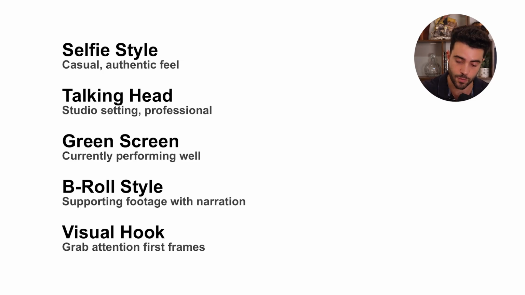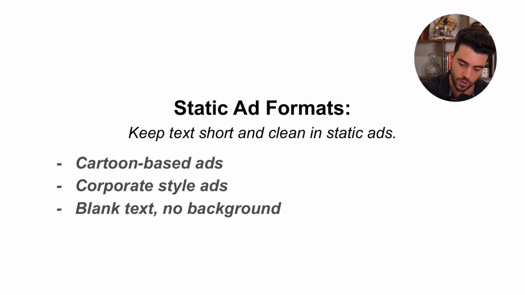And on top of the video formats, you can have different types of static formats as well. So for example, you could do cartoon-based ads. You can do more corporate style ads. You could do just blank text with no background ads, right? So there are all these different types of formats that we test, and we don't know what's going to work. I always say that I don't know exactly what formats are going to perform the best. We're going to test all these different formats, and then we're going to let the data tell us what exactly works best. That's the creatives, and we make sure that we have these nailed in, because this is a super important part of driving success, right? Creatives do a lot of the heavy lifting for you when you're running ads.